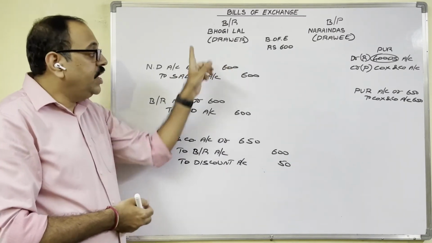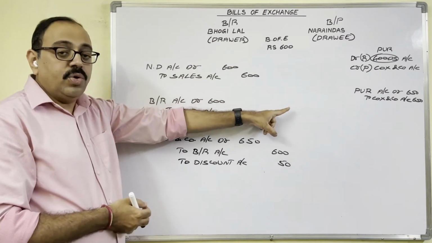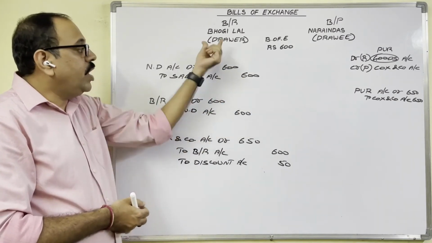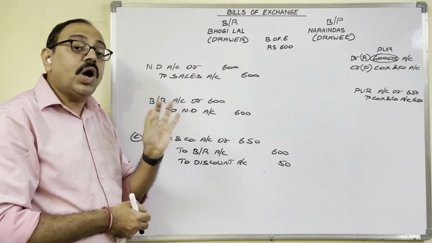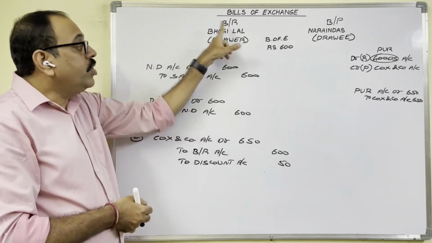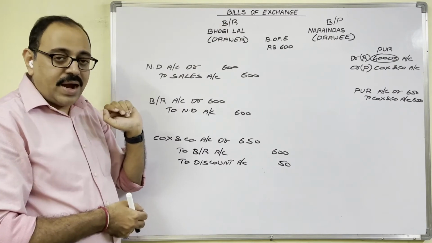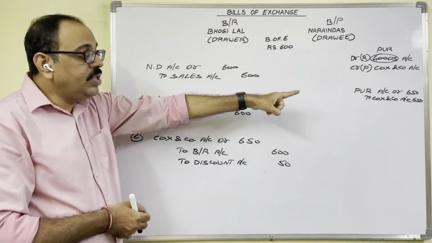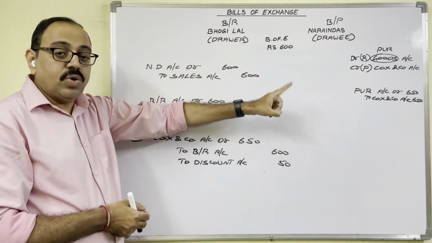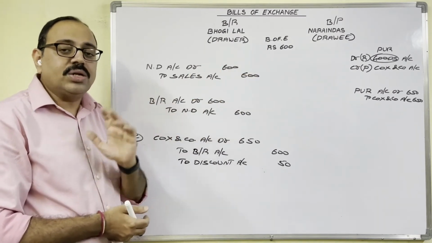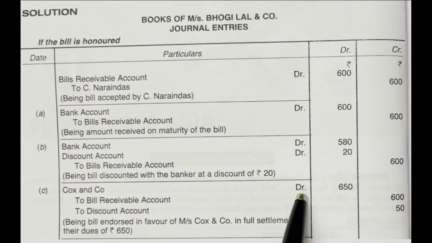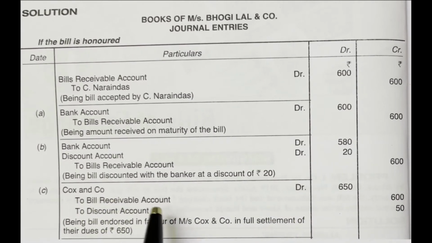And here, in case of endorsement, you can see two parties. A person who is endorsing the bill is known as endorser. Bhogilal is the endorser. And a person to whom this bill is endorsed is known as endorsee. Cox and Company is the endorsee. Cox and Company account debit, to bills receivable account, to discount account.